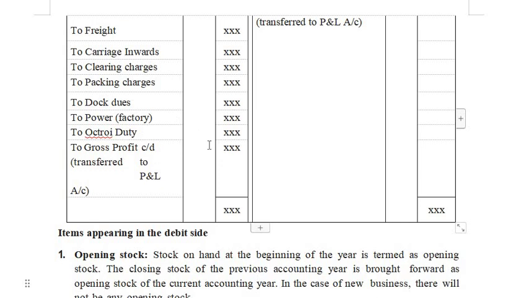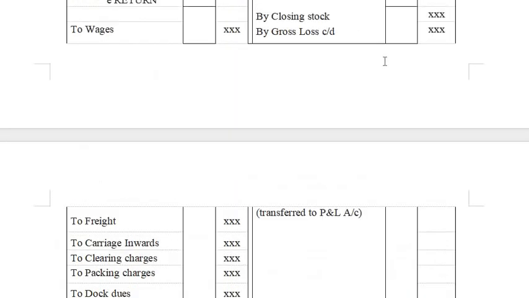When expense is more than your income, then you'll get a difference on the right hand side of your account, that you can mention as by gross loss. You have to write either profit or loss only. You'll get one in a problem, not both. Okay, so like this you have to prepare the trading account.